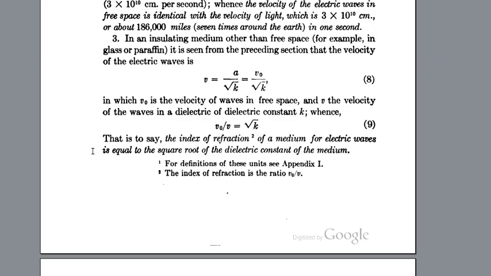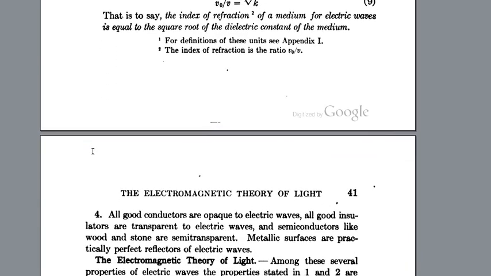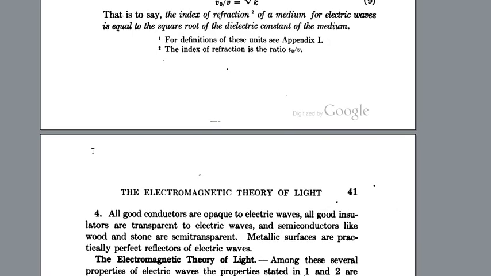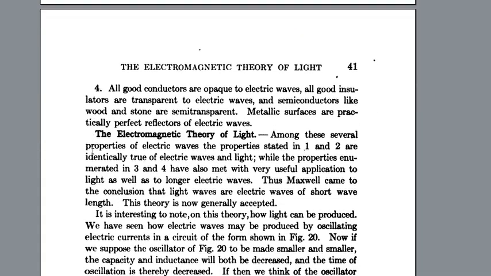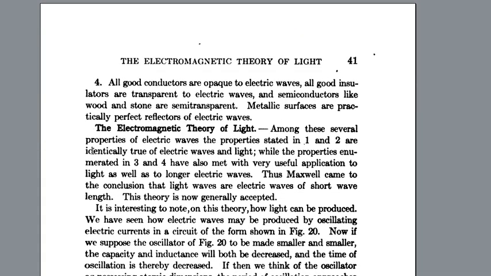4. All good conductors are opaque to electric waves, all good insulators are transparent to electric waves, and semiconductors like wood and stone are semi-transparent. Metallic surfaces are practically perfect reflectors of electric waves.